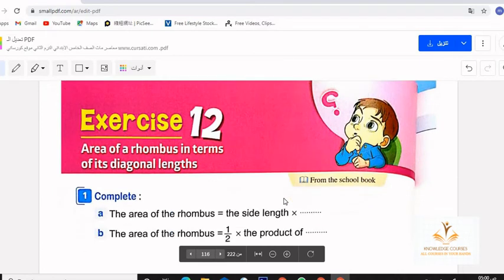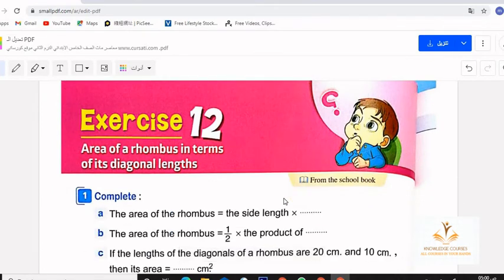كده الدرس خلص. حلوا الاكسرسايزز ولو في اي مشكلة ممكن تكتبوها لي في الكومنتس ونبتدي ان احنا نشوفها.